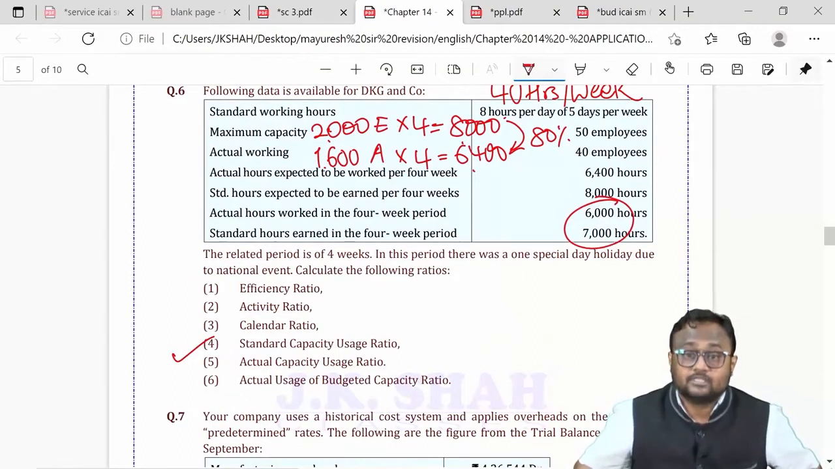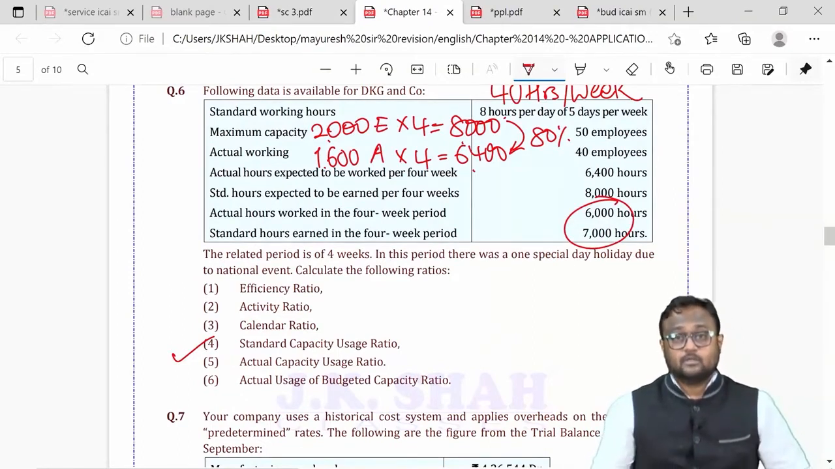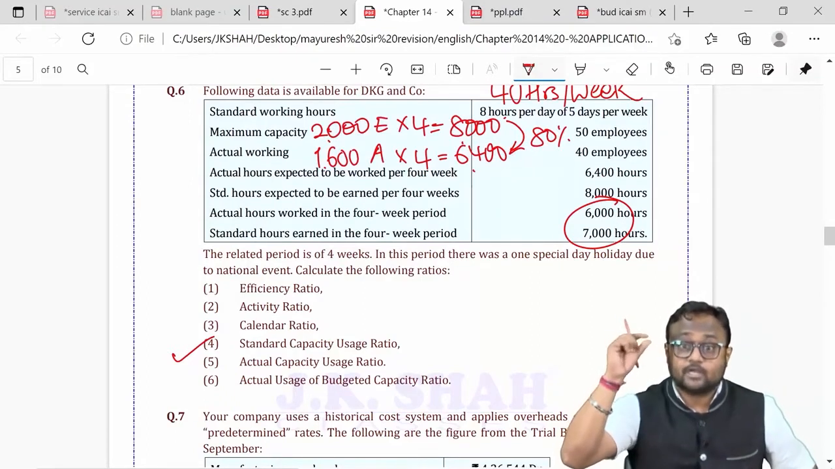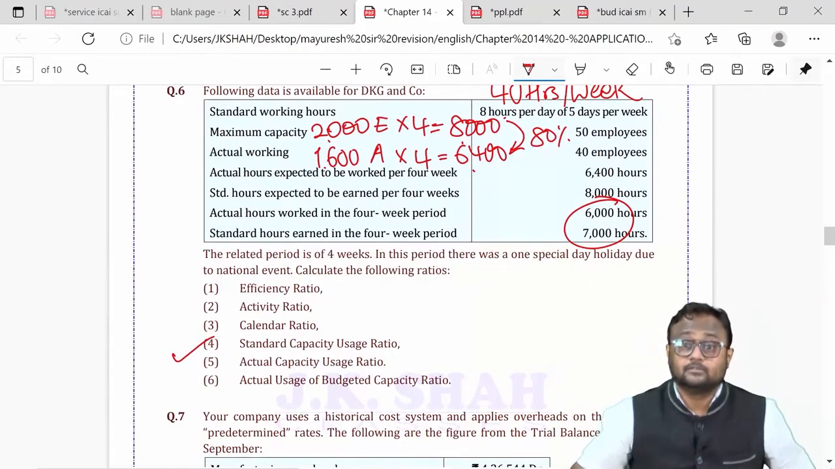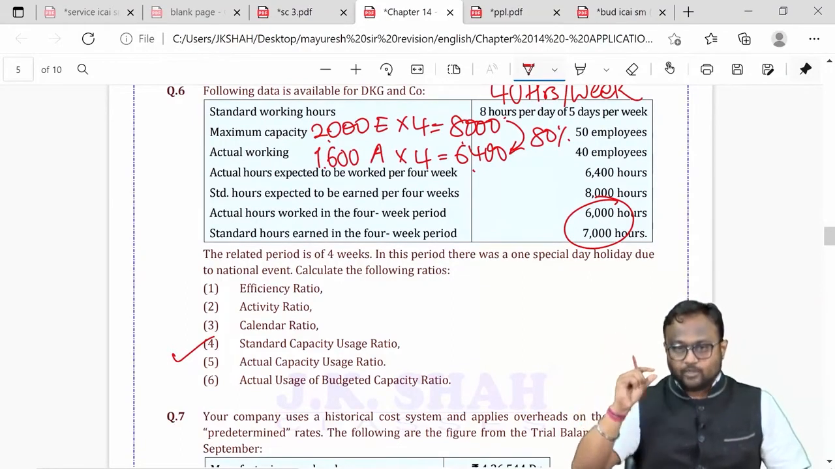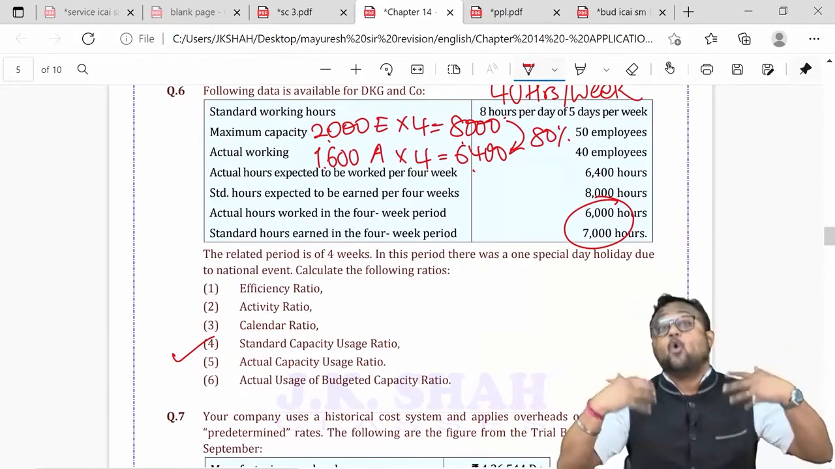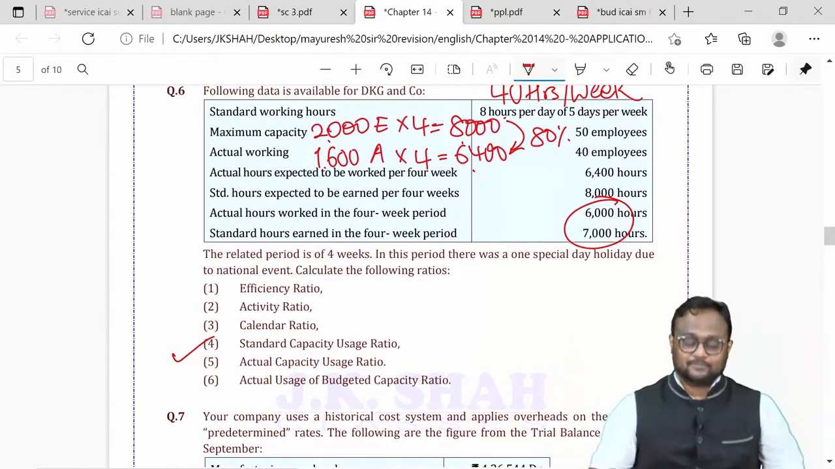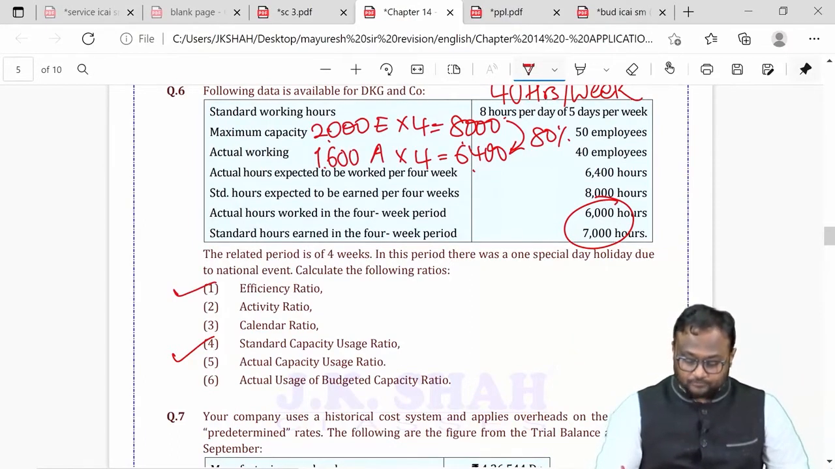Work of 7,000 is done in 6,000. That means it is efficient. The team is efficient. The ratio should be more than 100. If the ratio is more than 100, numerator must be greater than the denominator. So numerator has to be the higher amount. So 7,000 will be the numerator, 6,000 will be the denominator. So the formula comes into existence: standard hours upon actual hours into 100. Even this is done. Now activity ratio.